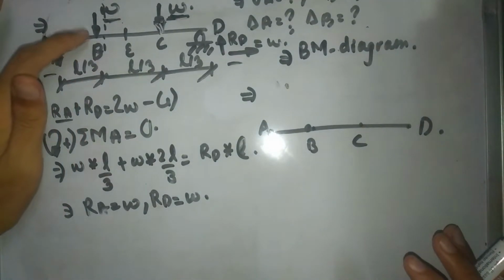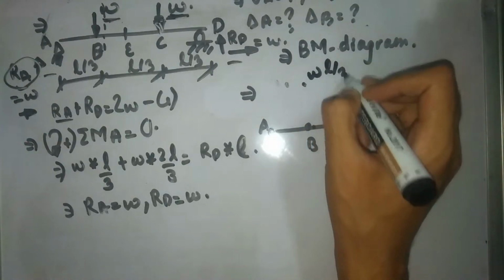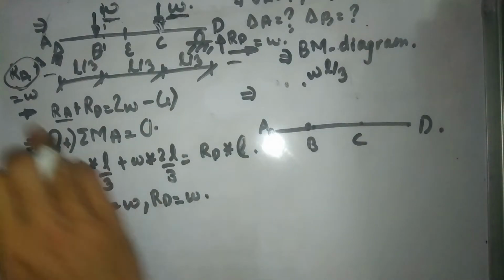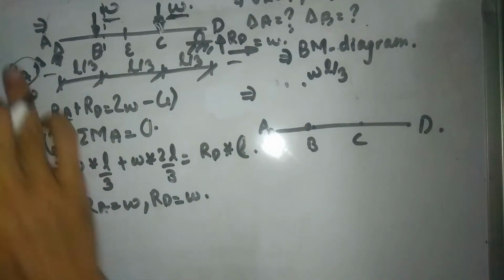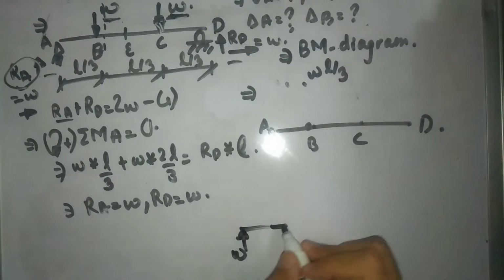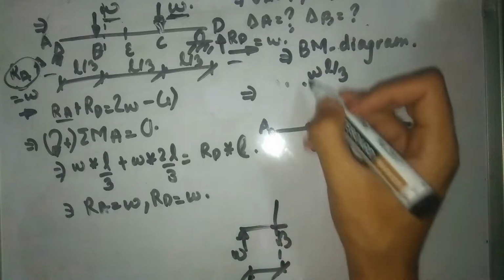So in B I have W into L by 3, WL by 3, which is clockwise. So this is going to be my first reaction. W is this force acting upward, so let me draw like this. W is acting in this way, and this is my B, and this is L by 3. So W into L by 3.